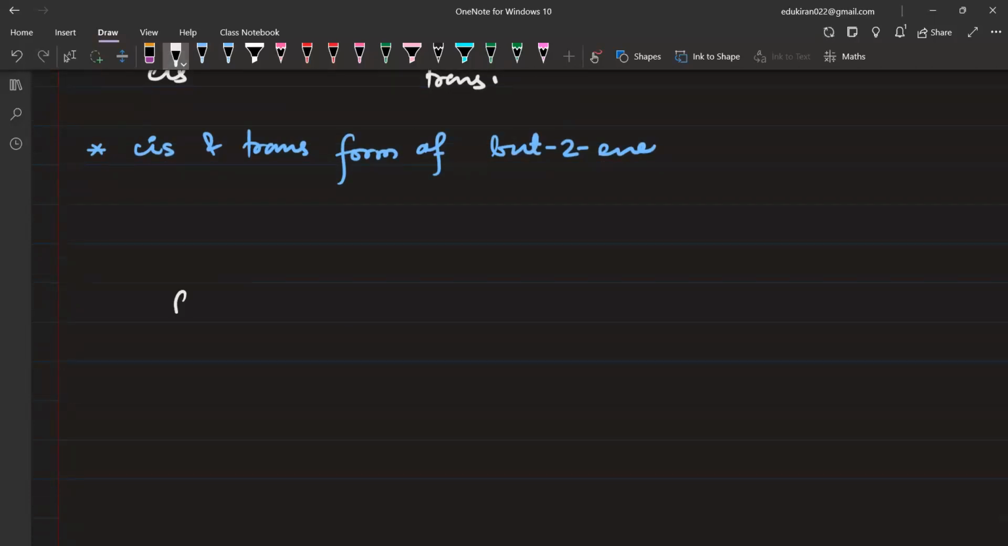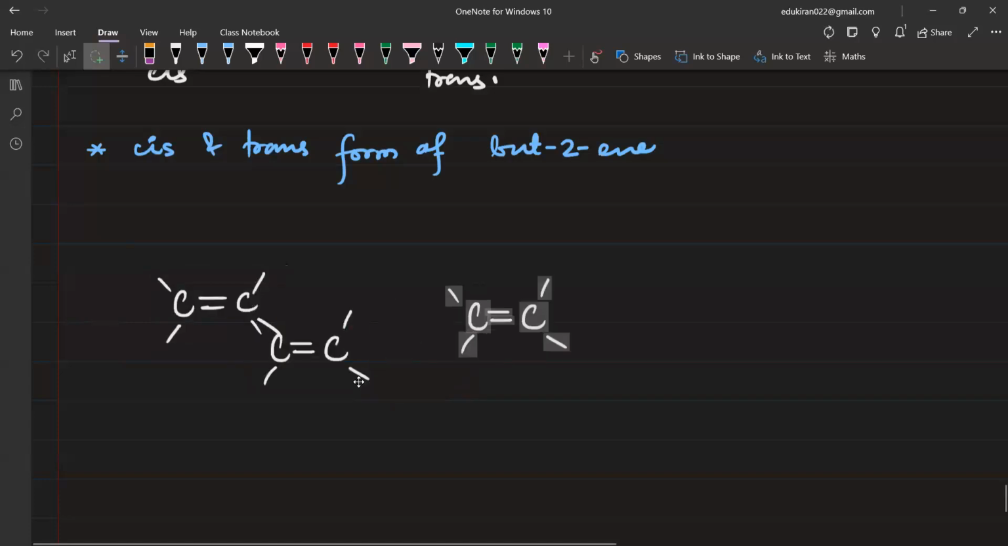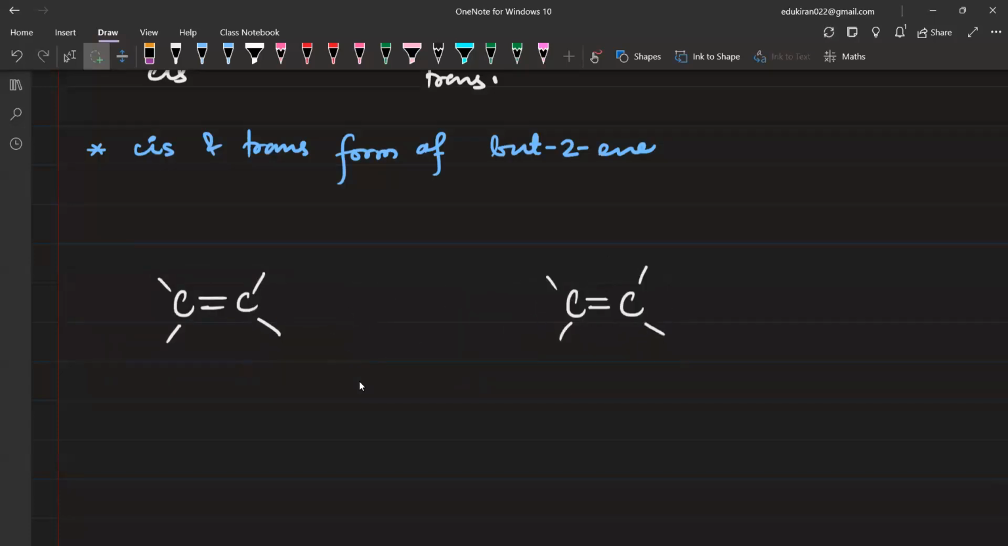ध्यान दीजिएगा जरा, you have carbon doubly bonded with carbon, the four groups here. So if I take the cis form, in this case we'll have CH3, CH3 same side, hydrogen, hydrogen same side. So 1, 2, 3, 4 carbon atoms. Second carbon is having double bond. In trans form, what will happen? CH3, CH3, hydrogen and hydrogen like this.